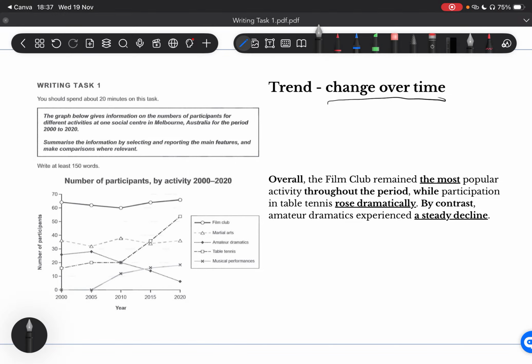As you can see here, we have a task. We see a line here. It started from 2000 at around 65. It decreased a little bit and then again decreased slightly, then increased a bit and increased further slightly. So what do you see here? This is called a trend. This line from the starting point till the end point is called a trend, change over time.